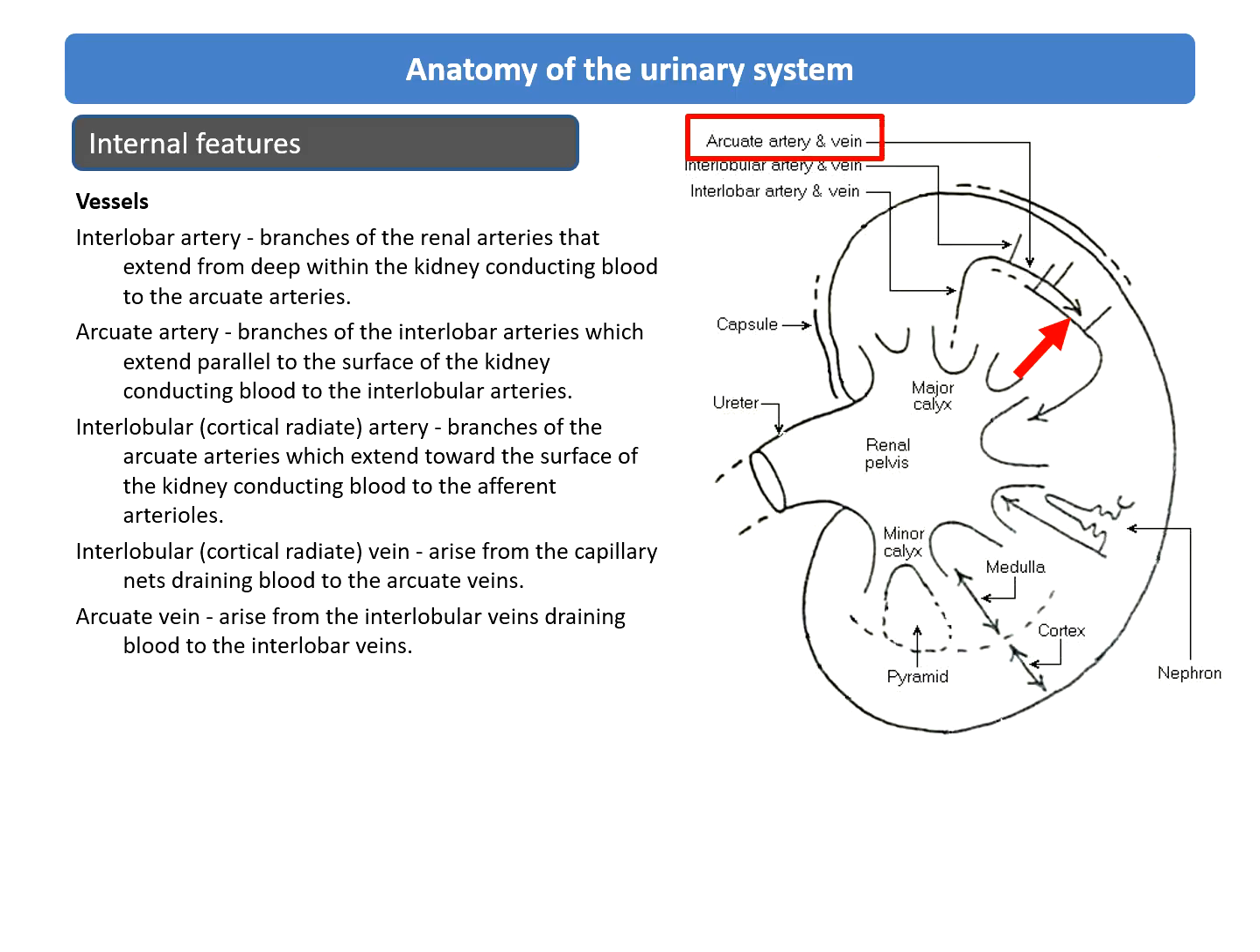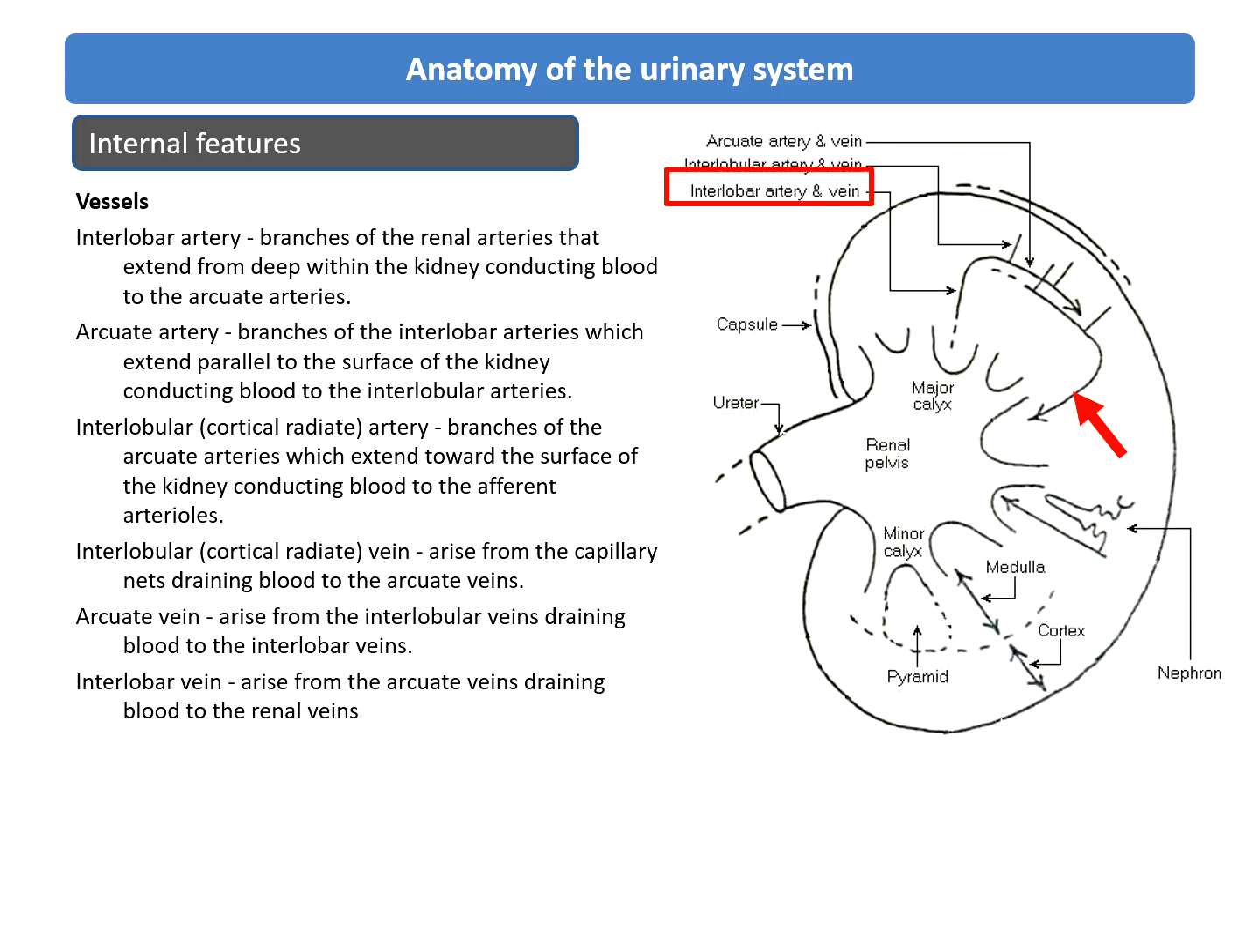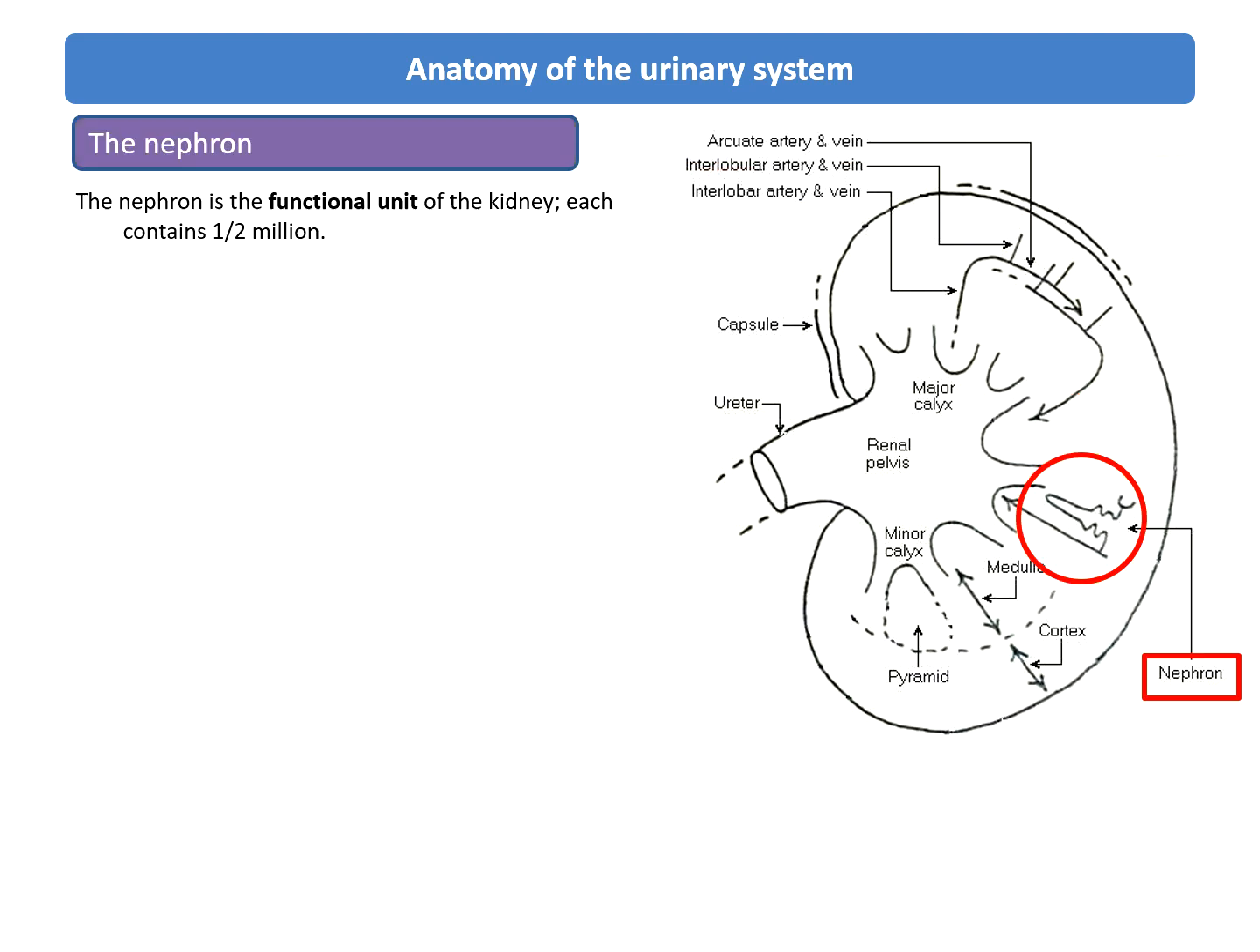This vein arises from the interlobular veins, draining the blood to the interlobar veins. The interlobar vein arises from the arcuate and drains blood into the renal veins. The nephron is the functional unit of the kidney.